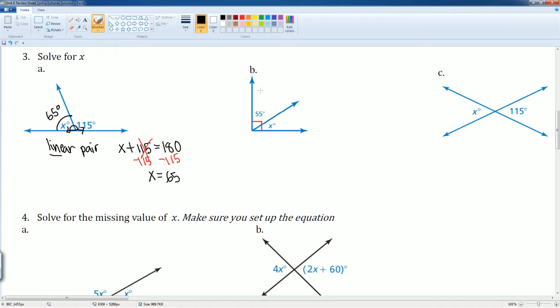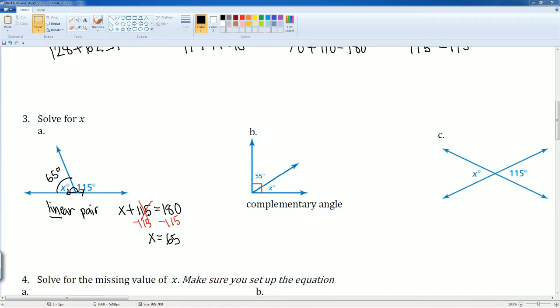B, we can see that these two angles make a 90-degree angle. We call this complementary angles. And from complementary angles, we can set up the equation. These two angles have to add up to 90 degrees. So x plus 55 is going to be equal to 90 degrees. To solve for x, we subtract 55 from both sides. This cancels on the left, leaving you with an x on the left-hand side.